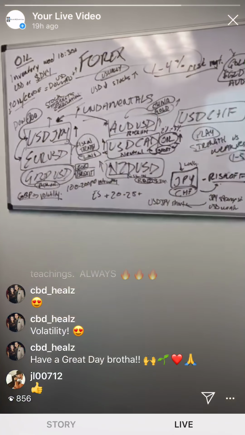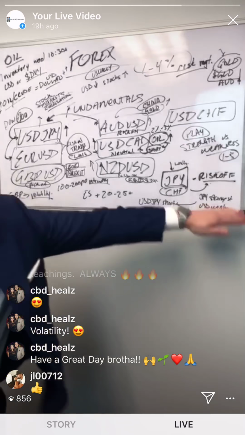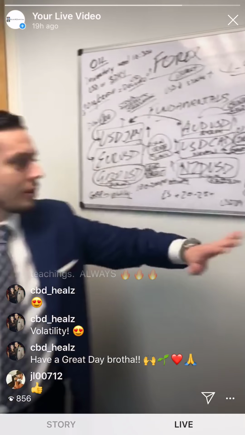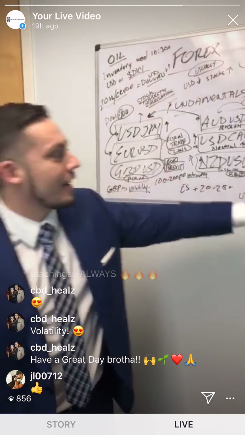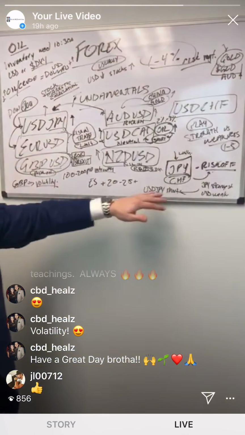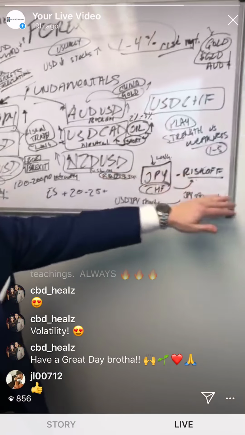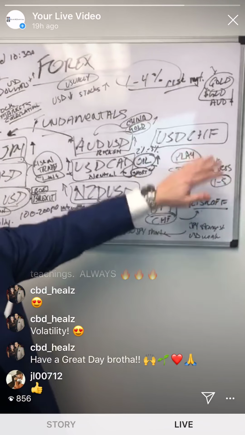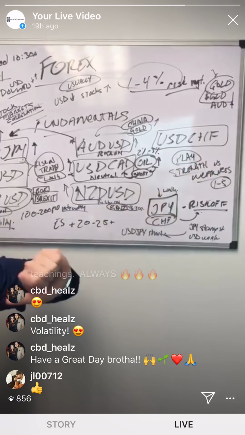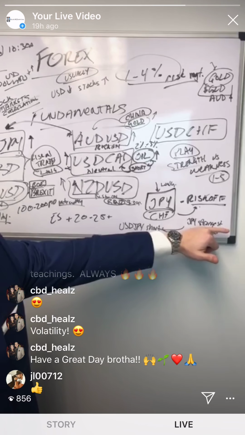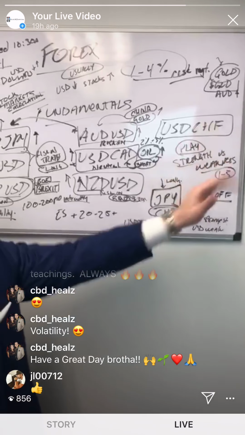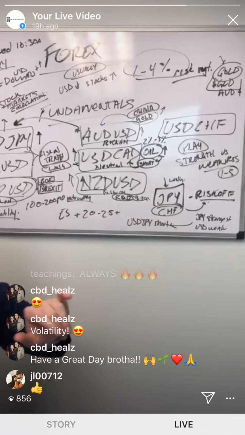And right there you have your pair set. If you play strength versus weakness, barring any kind of news, central bank, or economic data, this is the easiest way to trade. You want to take a look at the strength versus weakness, and play the strength against the weakness. So the JPY is the strongest and the dollar is the weakest. For example, you want to short dollar yen.